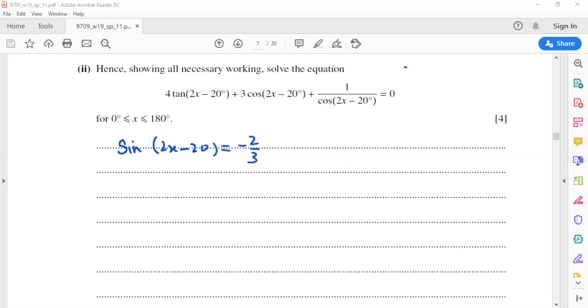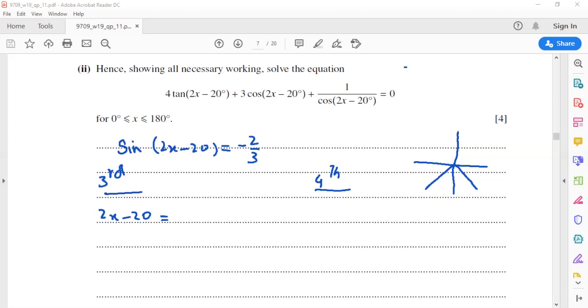Now since sine is negative, according to ASTC, add sugar to coffee, sine is negative so it lies either in the third quadrant or in the fourth quadrant. So either the answer is here or the answer is here. Let's make it in such a way that the third quadrant is here, and this is going to be the fourth quadrant. We don't need to think about the minus sign now. So we are left with 2x minus 20, and we solve it with the calculator.